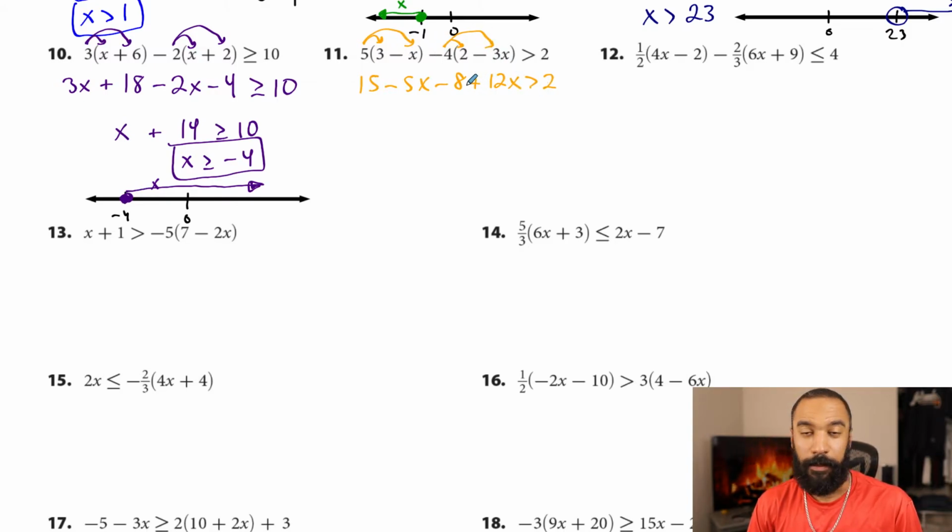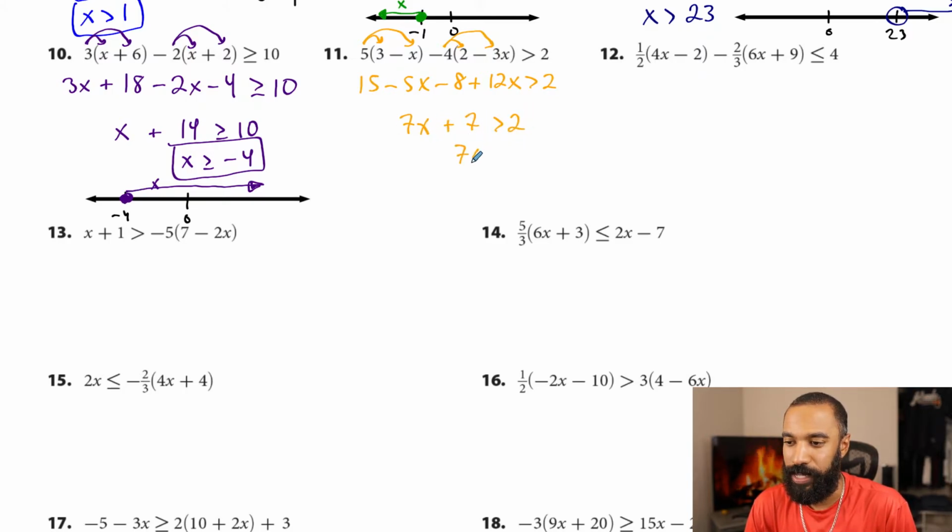Negative times a negative gave me a positive. That's why it's positive. All right, combine like terms. Negative 5x plus 12x is positive 7x. 15 minus 8 is 7, positive 7. That's greater than 2. Subtract 7 from both sides. We get 7x is greater than -5.